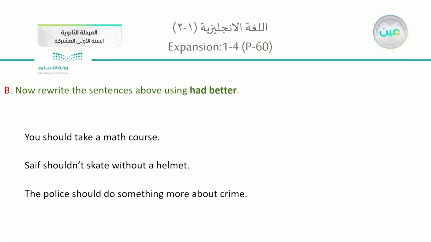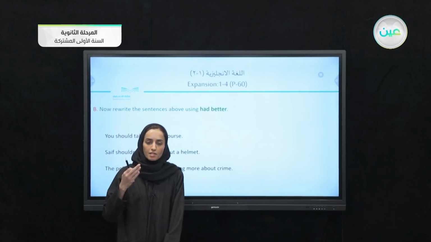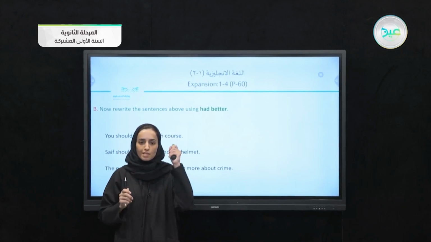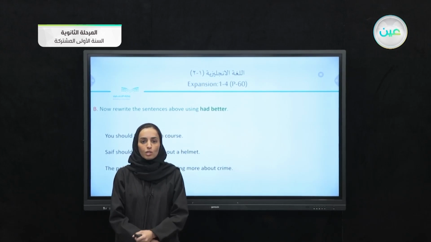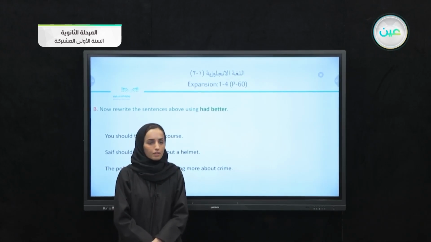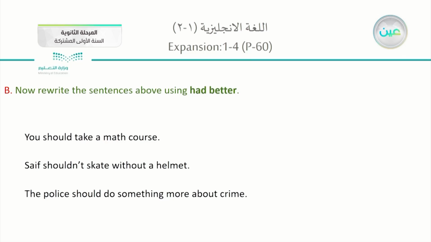Then, the following exercise in your books, page 60. Now rewrite the sentences using had better. If you want to come up with a stronger advice, you're not going to use should. No, this time it is had better. It's not a rule. However, this is a stronger advice, a kind of a threat. So, we're having had better.